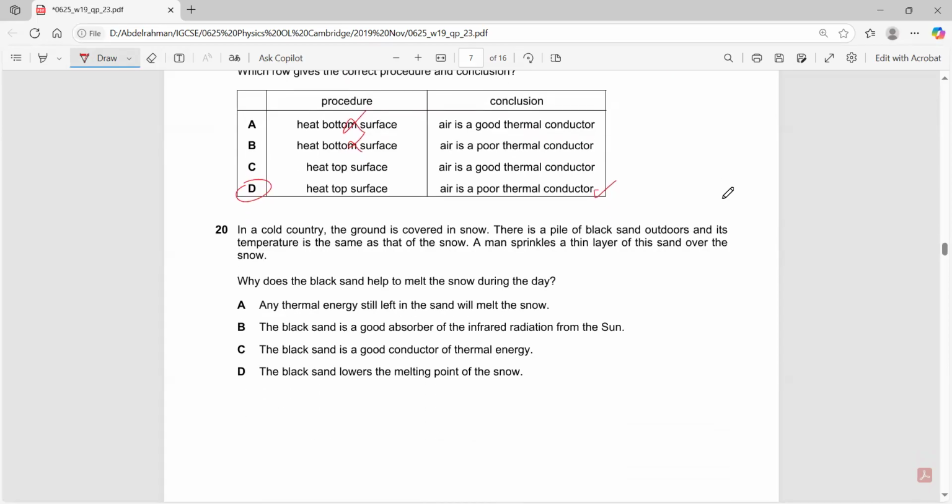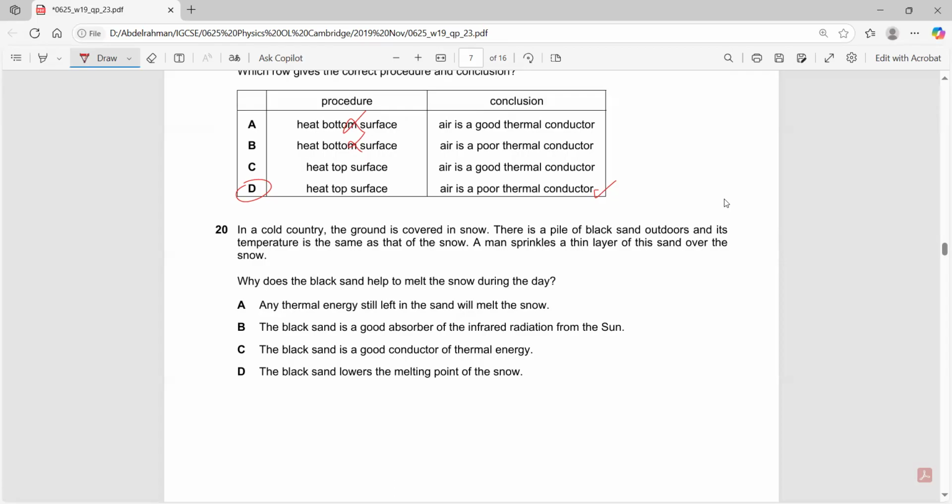In a cold country, the ground is covered in snow. There is a pile of black sand outdoors, and its temperature is the same as that of the snow. A man sprinkles a thin layer of this sand over the snow. Why does the black sand help to melt the snow during the day?